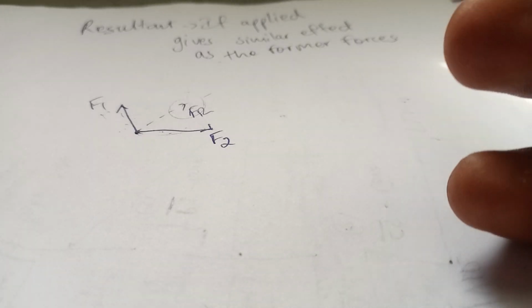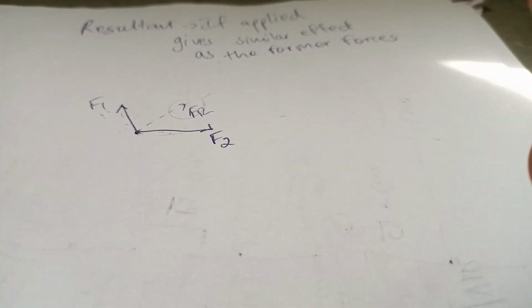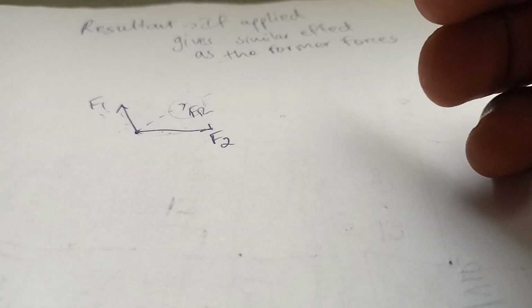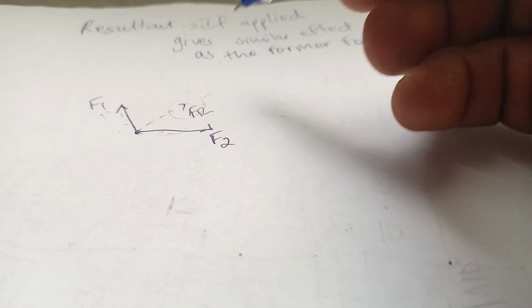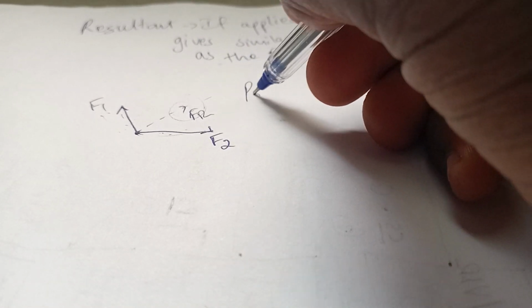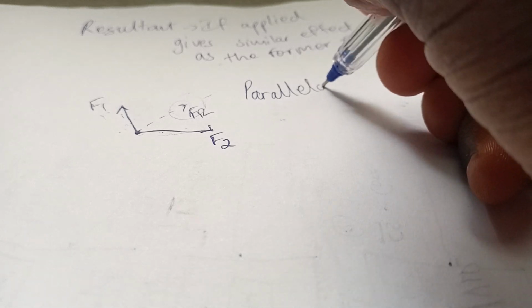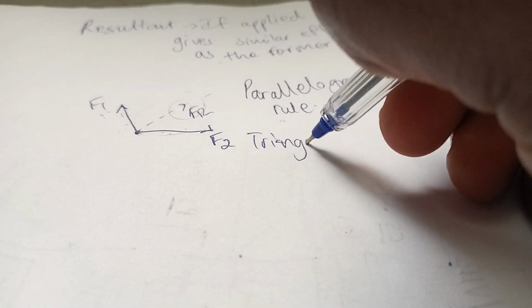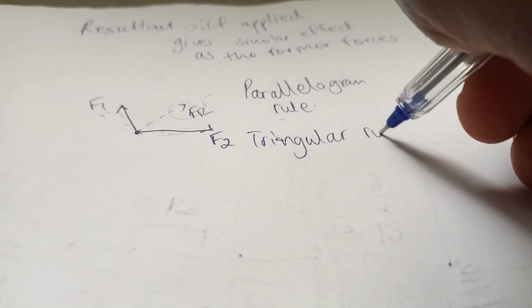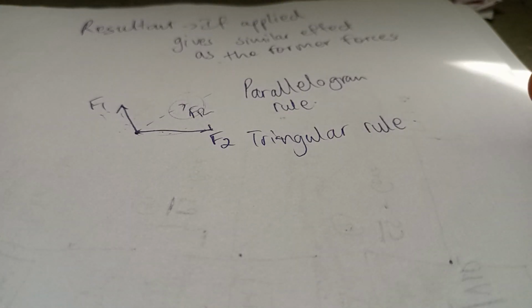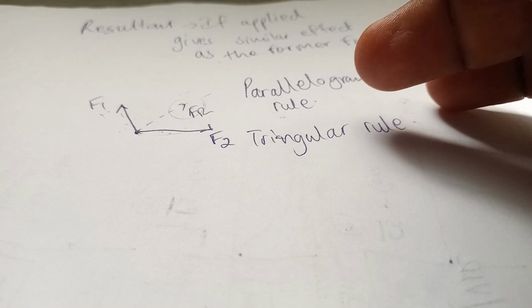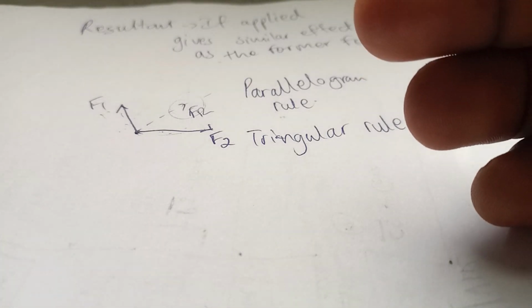Now we discussed the formulas we're going to use. We're going to use the parallelogram rule and the triangular rule. Most students confuse where to use the parallelogram rule and where to use the triangular rule. Now you are in the right place. Stay till the end and you're going to understand.